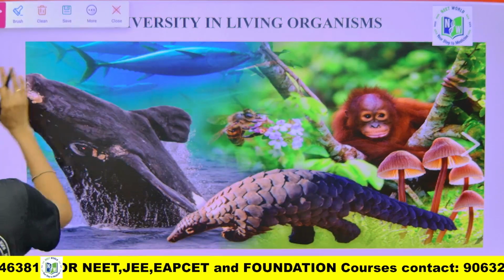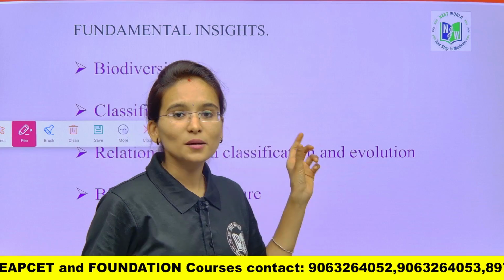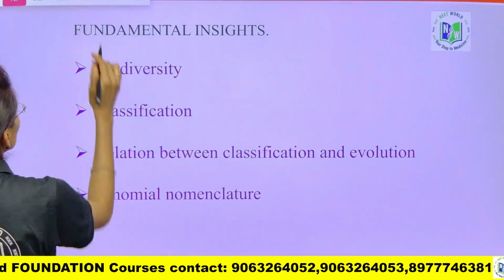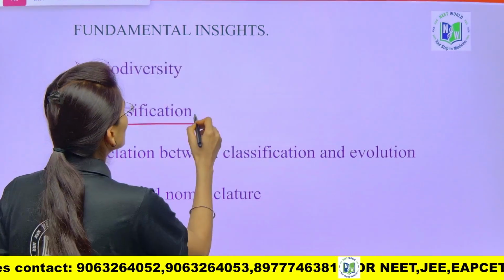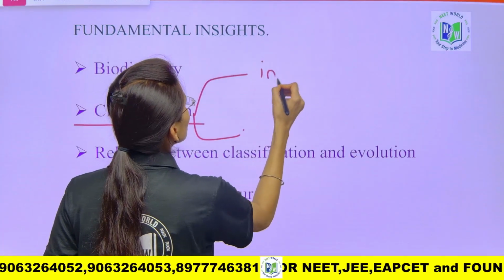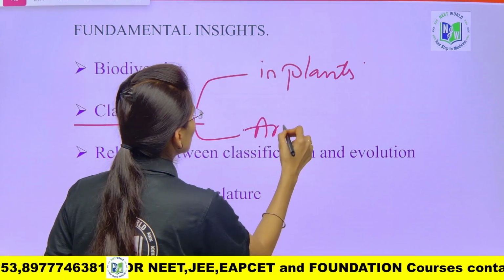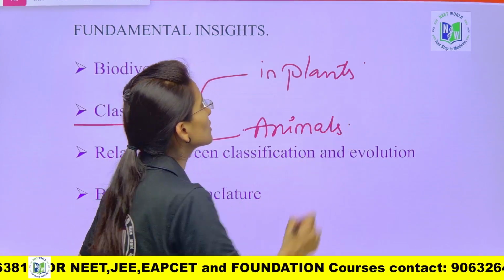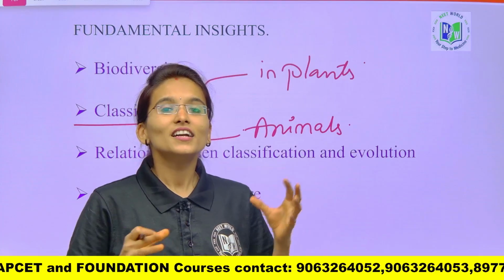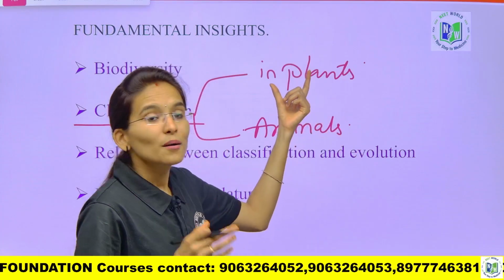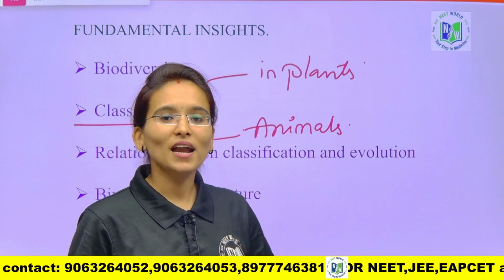Now, what is classification? In this particular subtopic, you are going to learn about two different types of classification, my dear students. You are going to learn about classification in plants, as well as classification in animals. When it comes to the five kingdom system of classification, you will learn the different kingdoms: Monera, Protista, Fungi, Plantae and Animalia.